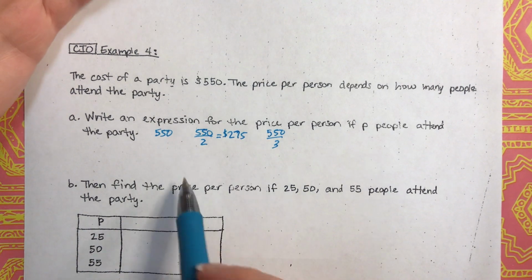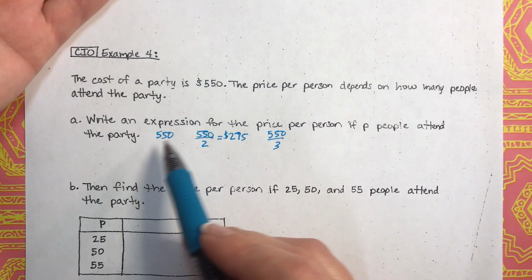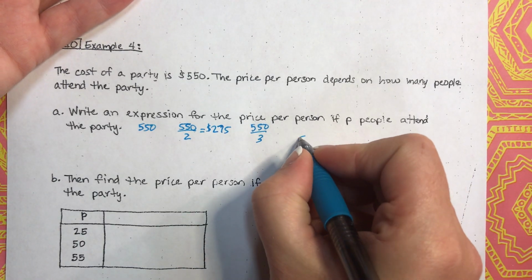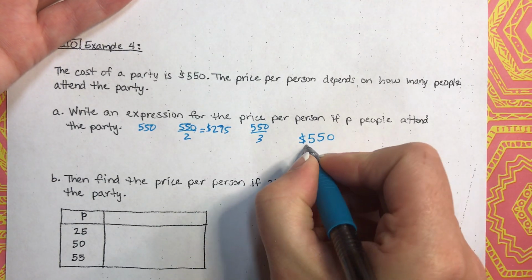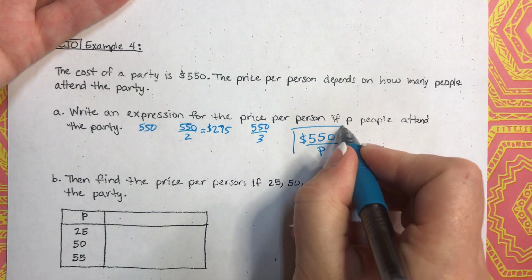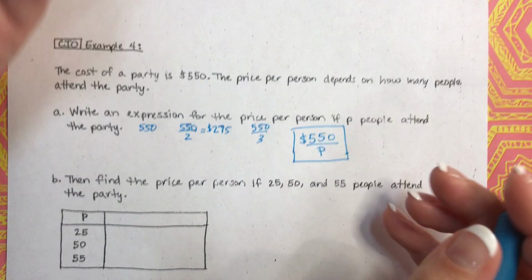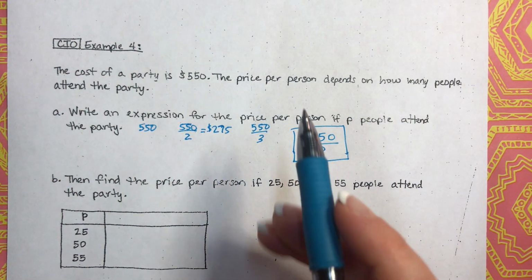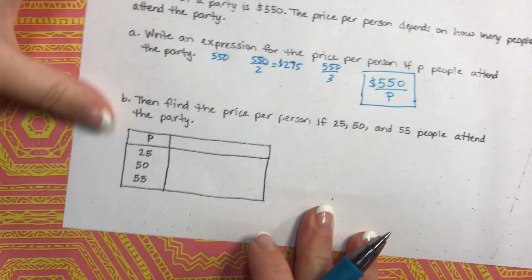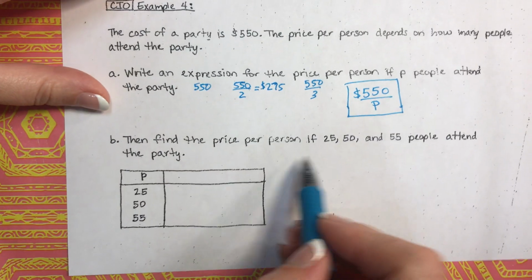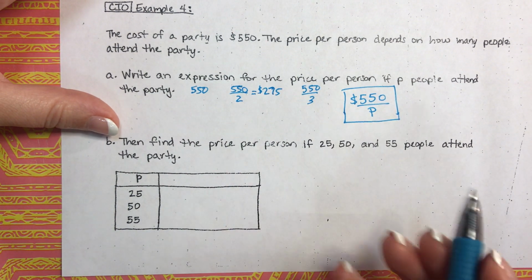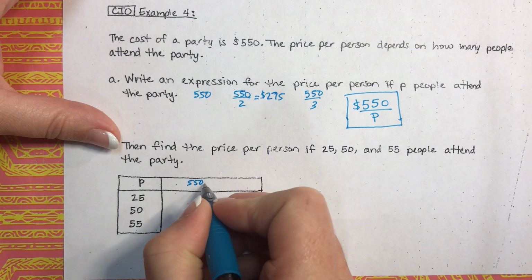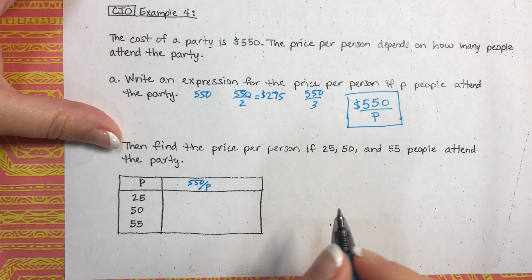So what this is doing is leading us to how we figure this out for P people. We don't know the number of people, but we know that the expression is going to be 550 divided by the number of people, which is P. And that's going to give us the price per person. So we're going to use that down here: find the price per person if 25, 50, and 55 people attend the party. So I'm going to write the expression here, 550 divided by P.